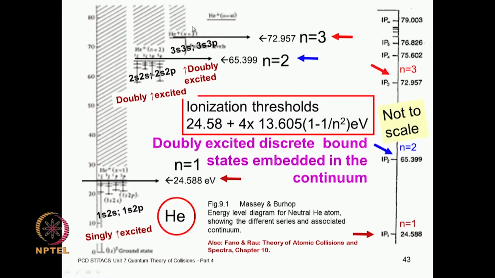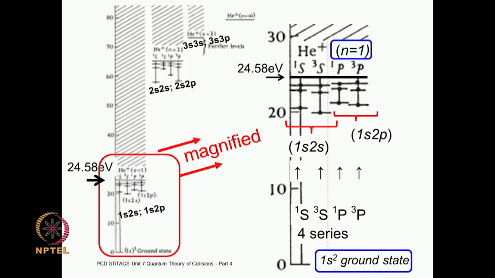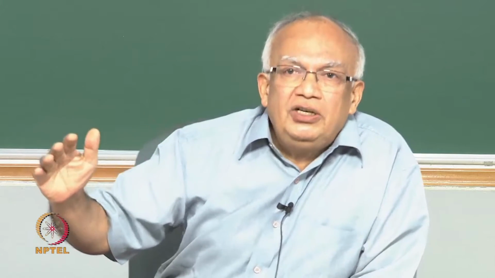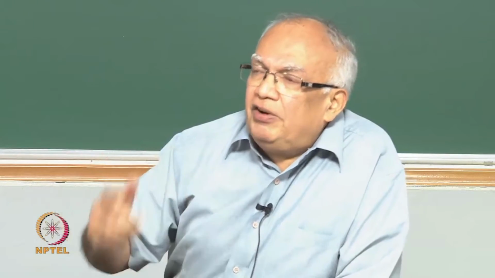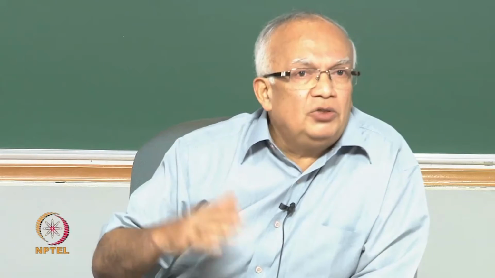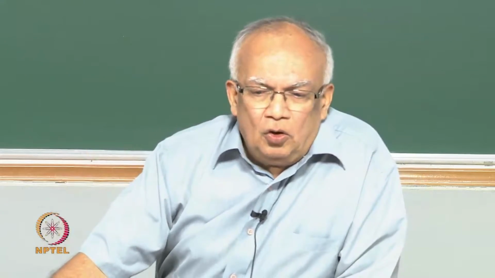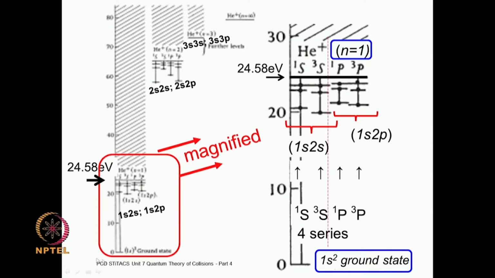All of these are embedded in the continuum on the left side, okay. So, all the doubly excited states on the right are embedded in the continuum of what is on the left, and that is the configuration interaction in which you will have a bound to bound configuration having a configuration mixing with a bound to continuum. So, here is a magnification of this part alone.